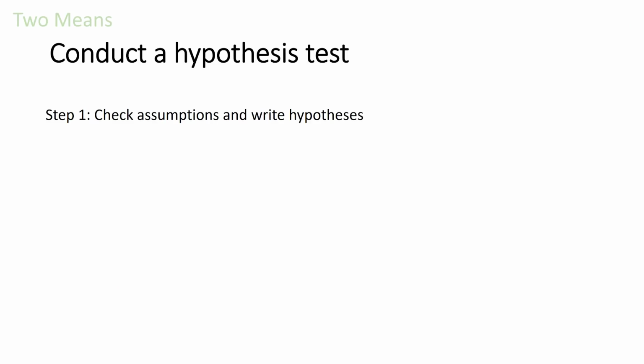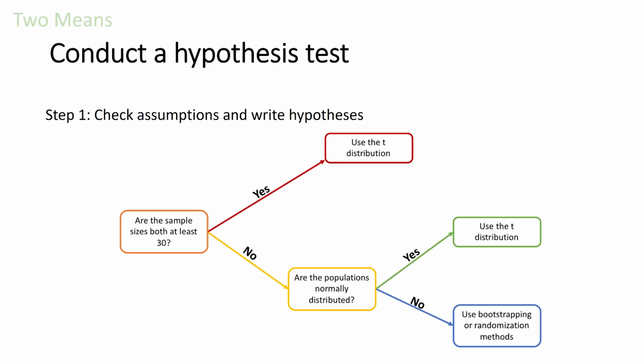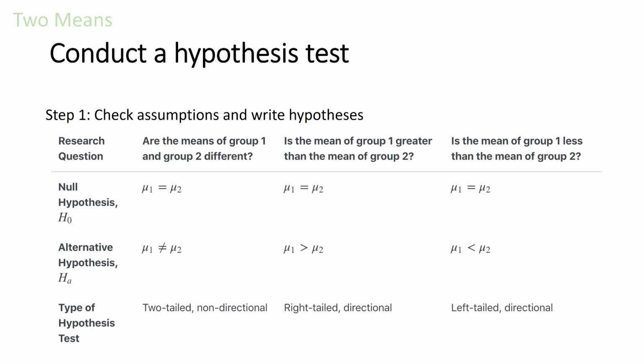Now, let's move on to hypothesis testing. We'll be using the same 5-step hypothesis testing procedure. Step 1 is to check assumptions and write hypotheses. This is our flow chart for checking this assumption. Both sample sizes need to be at least 30, or the populations need to be normally distributed in order to use the t-distribution method. And that's the method that we're focusing on this week. To write our hypotheses, this chart comes from the online notes, and it shows all of the possible hypotheses. Note that these could also be formatted like this.